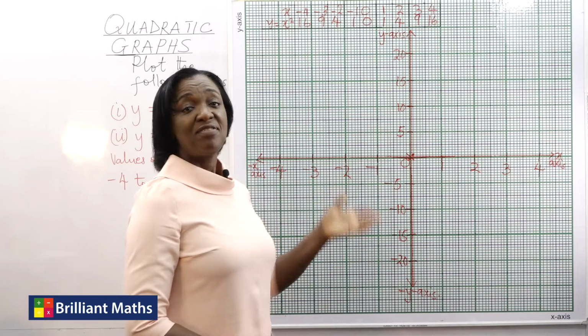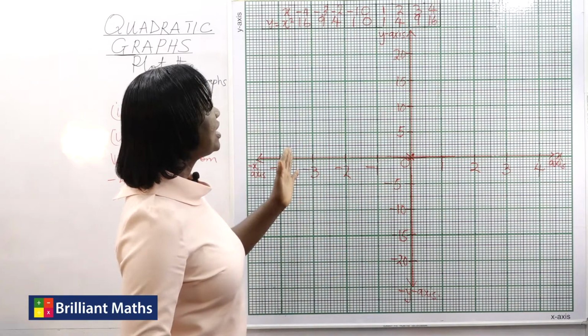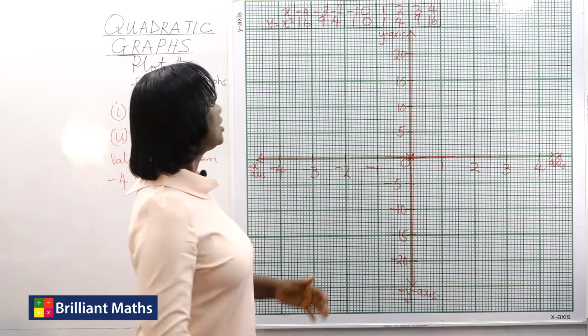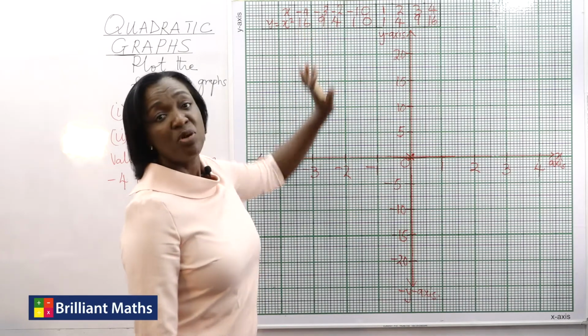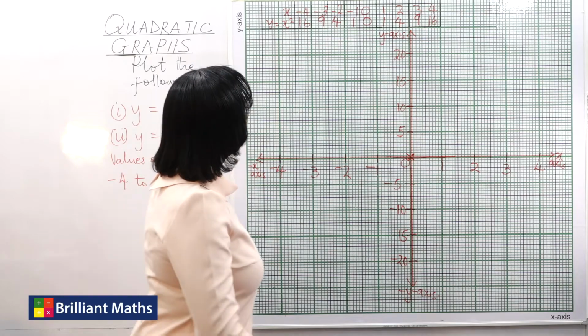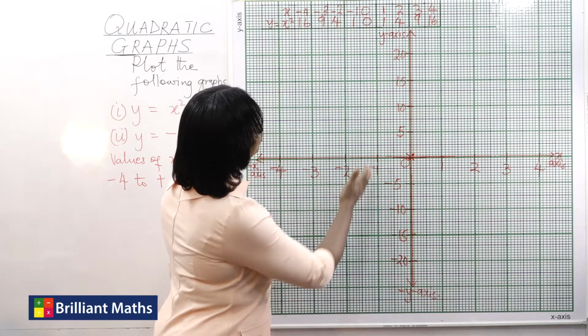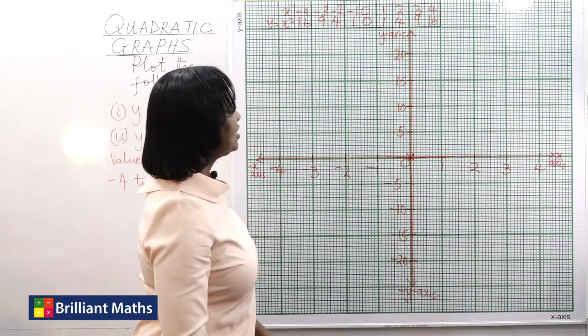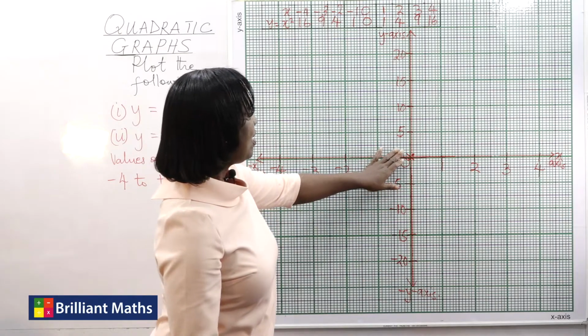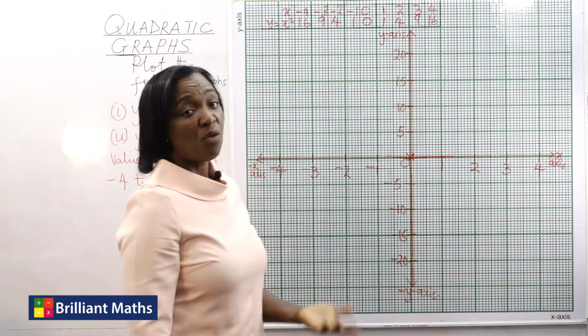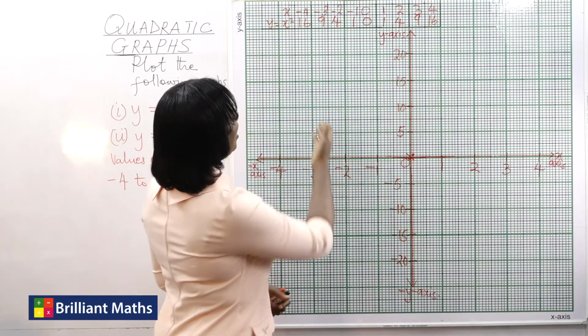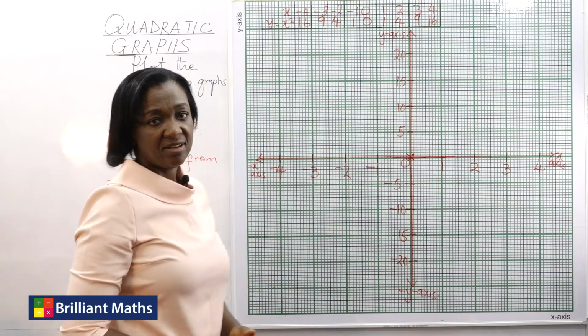So now that we have the values of y, we can plot the points, each value of x with the corresponding value of y. We have also written out our axis: 0, 5, 10, 15, 20 for y, because the highest value of y is 16.